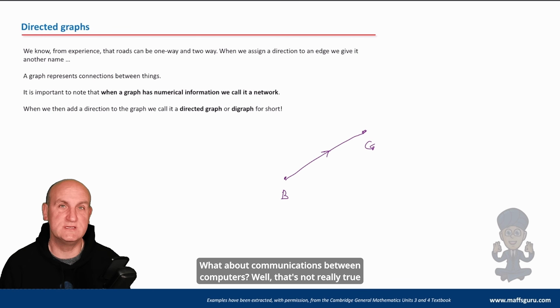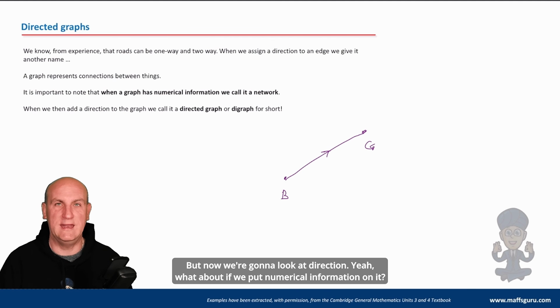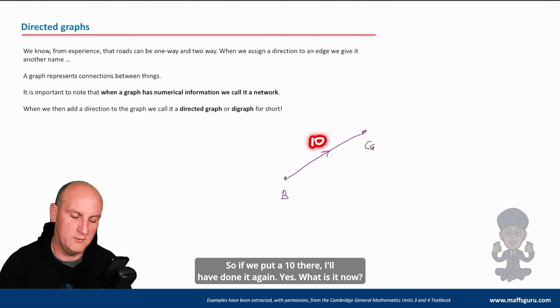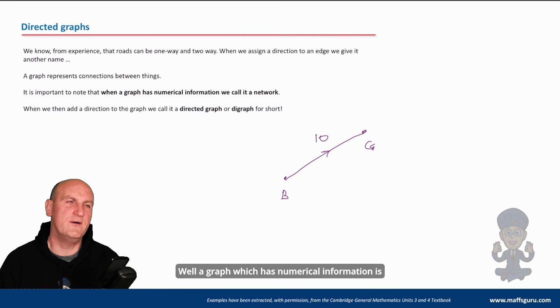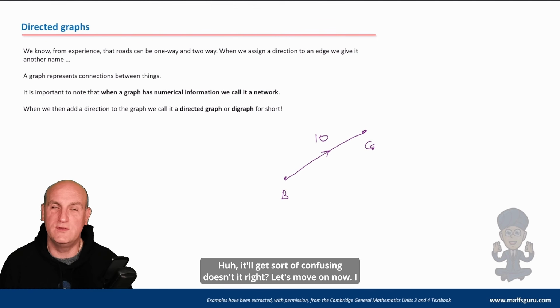What about communications between computers? Well, that's not really true. Road networks, maybe. We just have a lot of one-way streets. Maybe there are lots of contrived examples. But now we're going to look at direction. What about if we put numerical information on it? So if we put a 10 there, what is it now? Well, a graph which has numerical information is called a network, and for a digraph, we add directions. It all gets very confusing, doesn't it?